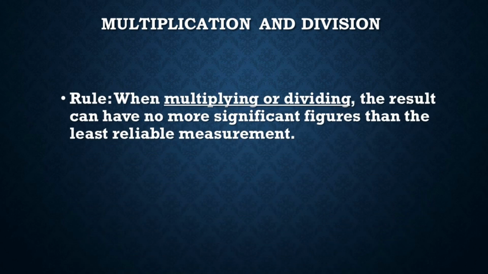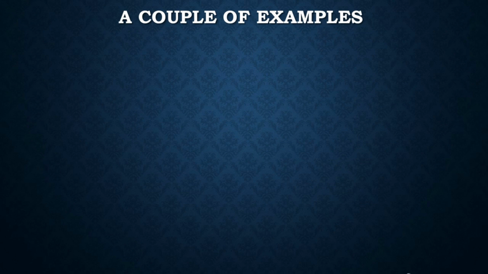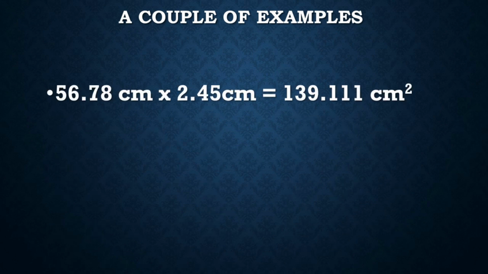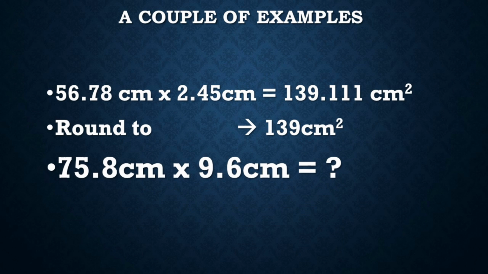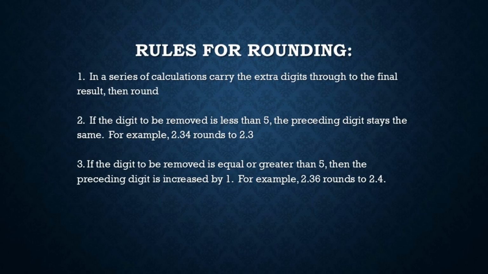Multiplication and division. Rule: when multiplying or dividing, the result can have no more significant figures than the least certain measurement. A couple of examples. 56.78 centimeter multiplied by 2.45 centimeter equals 139.11 centimeter squared. Round to 139 centimeter squared. 5.8 centimeter multiplied by 9.6 centimeter equals, you can answer.